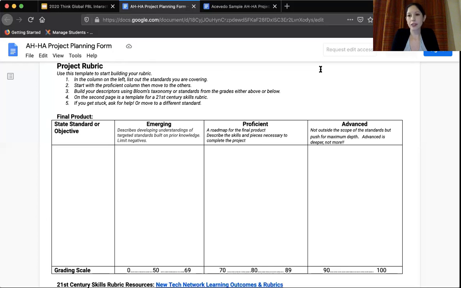Hello, I'm Claudia Acevedo, and this is going to be a social studies example. I'm going to show you how I put together a rubric for my world history project.